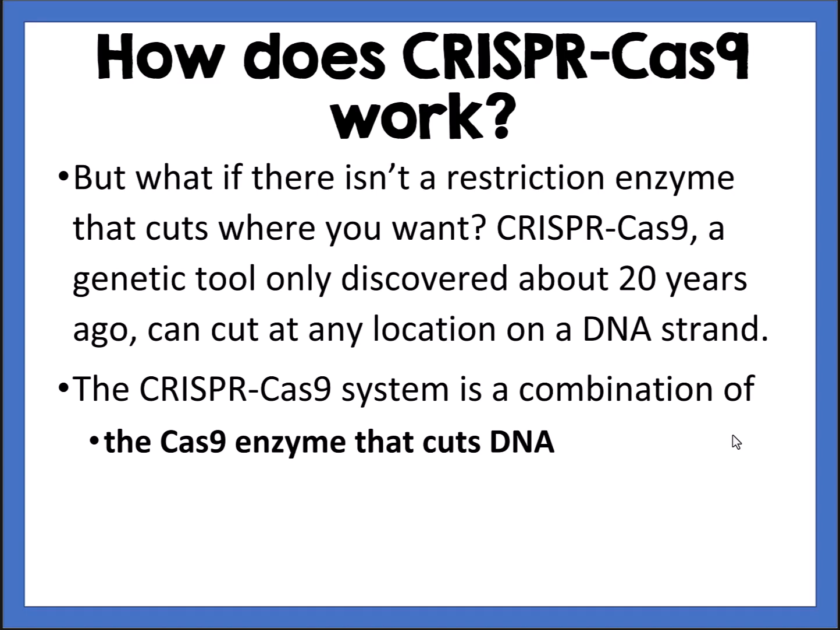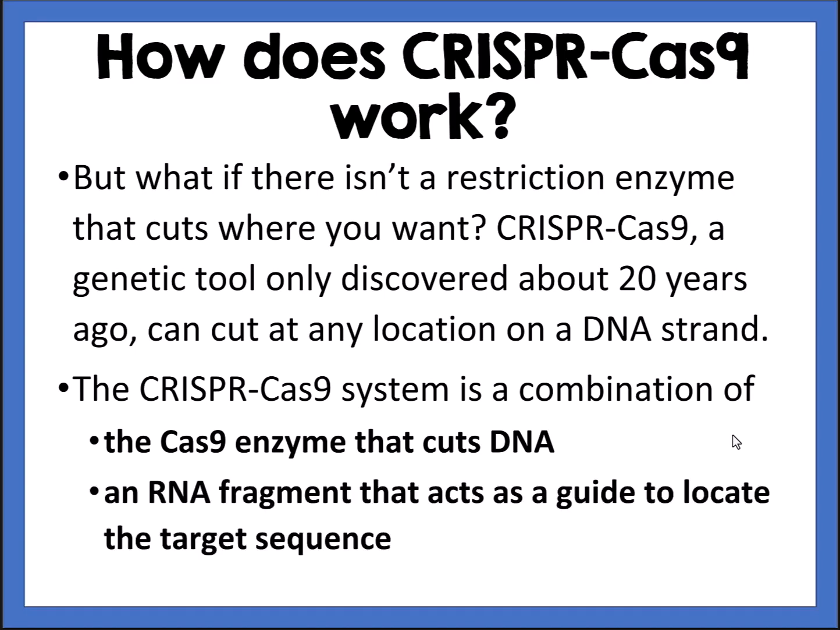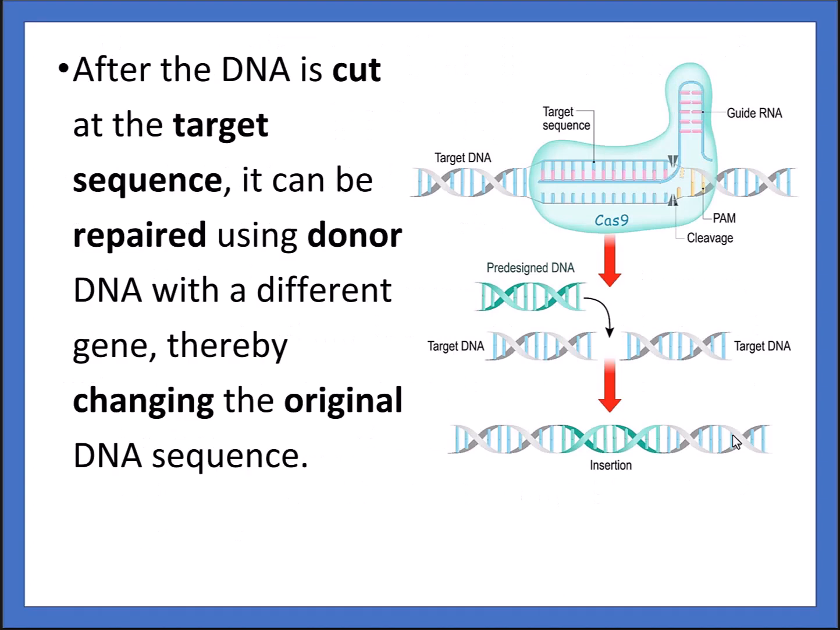The CRISPR-Cas9 system is a combination of the Cas9 enzyme, which is responsible for cutting the DNA strand, and an RNA fragment that acts as a guide to locate the target sequence. So locating the set of nucleotides that allows that DNA to be cut in the location that the scientists are looking for. After the DNA is cut at the target sequence, it can be repaired using donor DNA with a different gene, thereby changing the original DNA sequence.